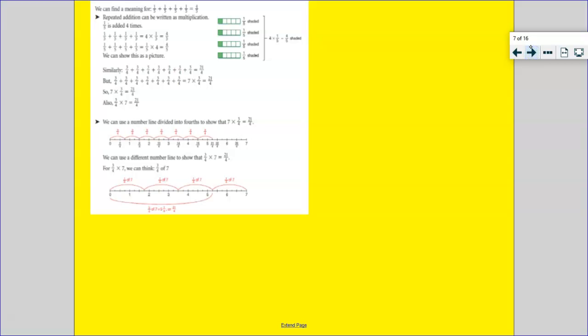Okay, this is a little bit small and blurry, but let's see if you can follow me here. You can find the meaning for 1/5 plus 1/5 plus 1/5 plus 1/5, and that equals 4/5. So repeated addition can be written as multiplication. That's the same as if it wasn't a fraction. So 1/5 4 times is the same as 4 times 1/5, and your answer, if you were to multiply all those, is 4/5, because 1/5 plus 1/5 4 times is 4/5.